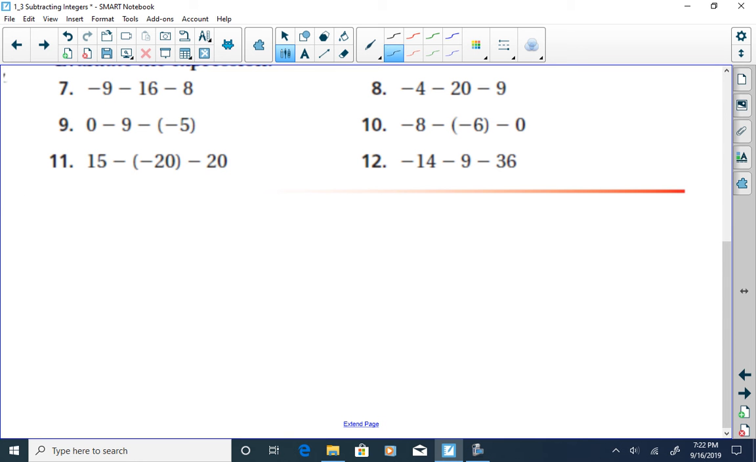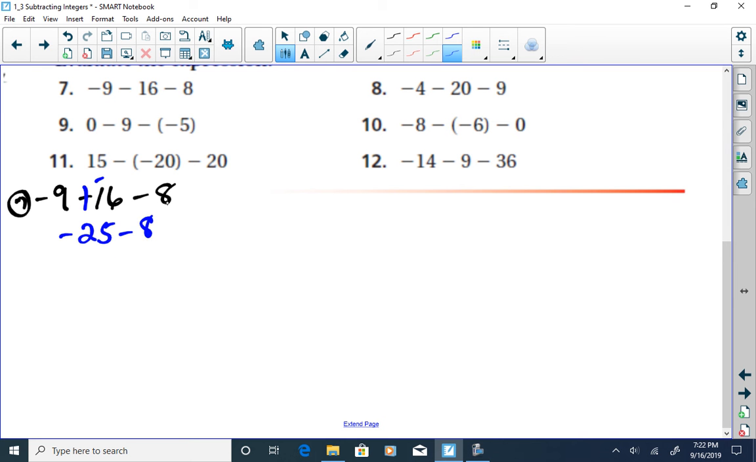Well, let's start with number 7. I'll do that here. Problem 7, I'm going to recopy it. That's going to be negative 9 minus 16 minus 8. Start with the first two integers. Negative 9 take away 16. We use the additive inverse, so we add the opposite here. This is now negative 9 plus negative 16. It's going to be negative 25.